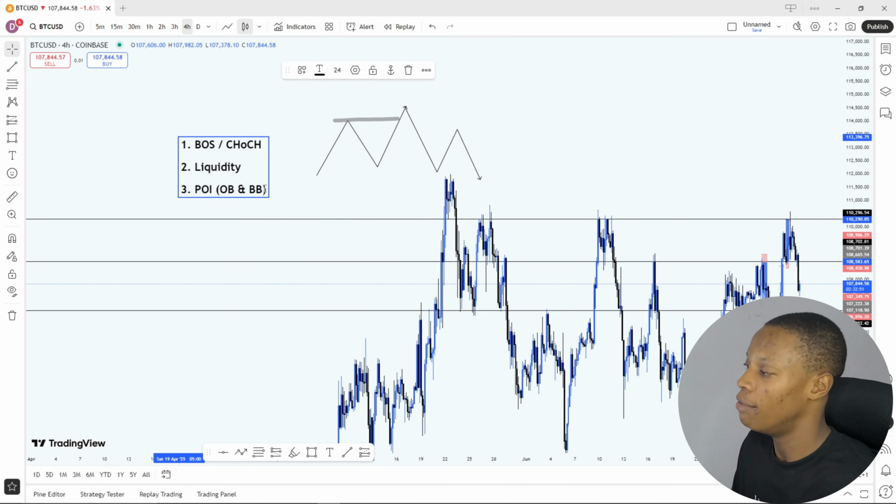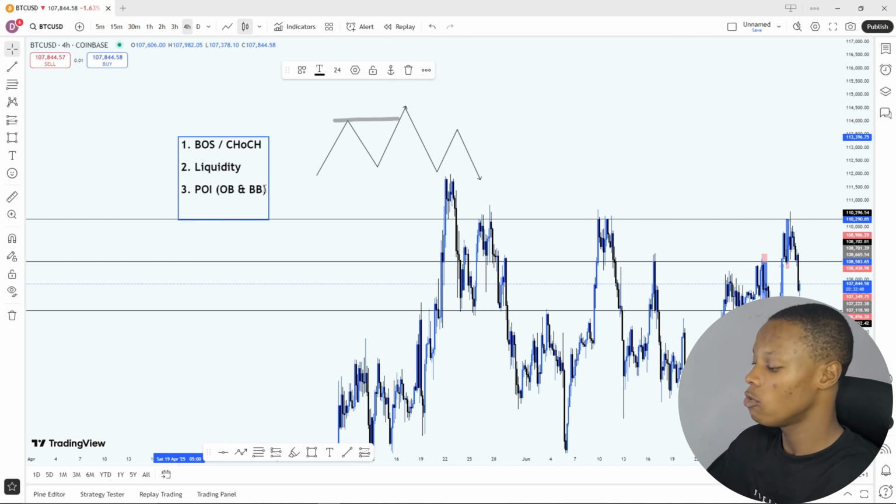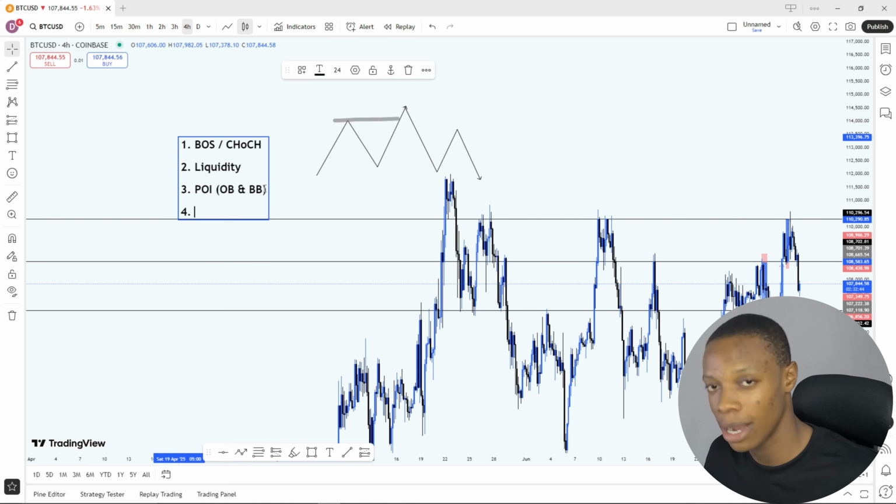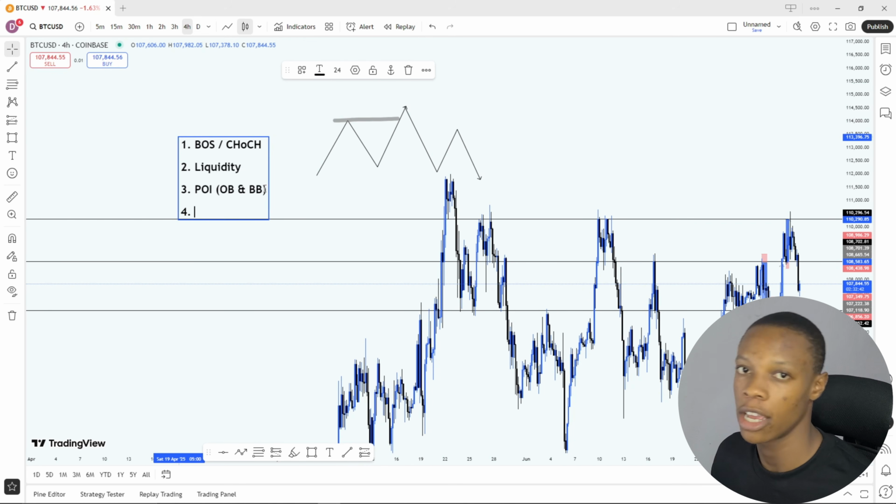Then a breaker block is a failed order block. Once you mark out that order block and that order block fails, automatically it is now a breaker block. It's just like your support turning into resistance. I believe you guys all know that. Or your supply turning into demand, the same pattern like that.